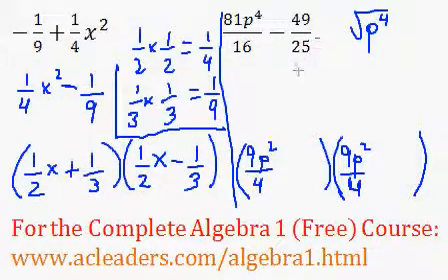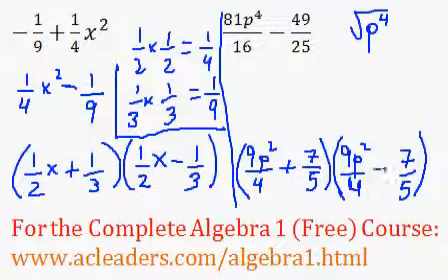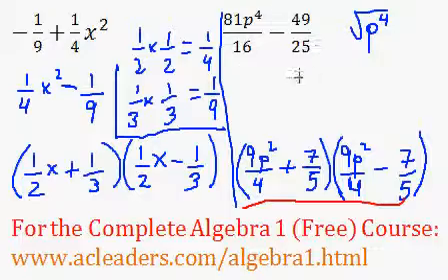And now I just need to take the square root of 49 over 25. Remember that the square root of 49 is 7, and the square root of 25 is just 5. So put another 7 over 5 over here, plus and minus, and that's it. We have fully factored this ugly binomial over here. And the answer is 9p squared over 4 plus 7 over 5 times 9p squared over 4 minus 7 over 5. That's it.